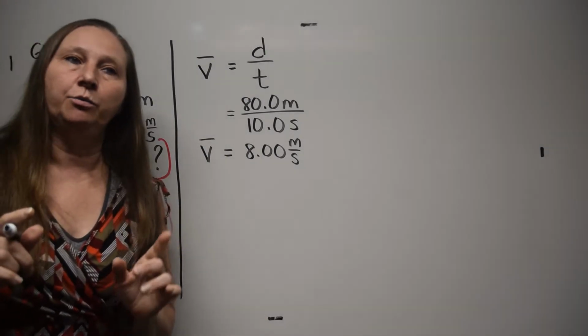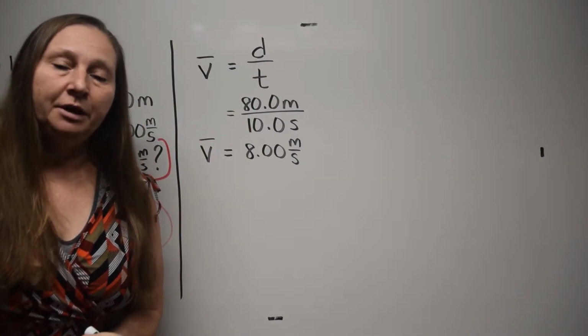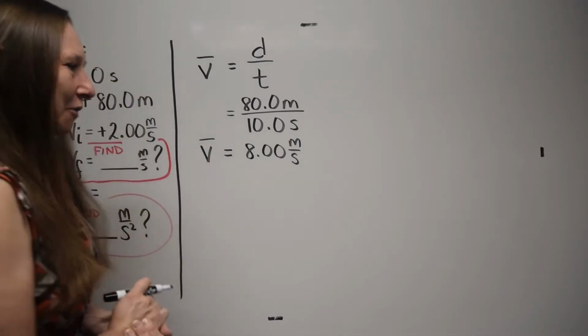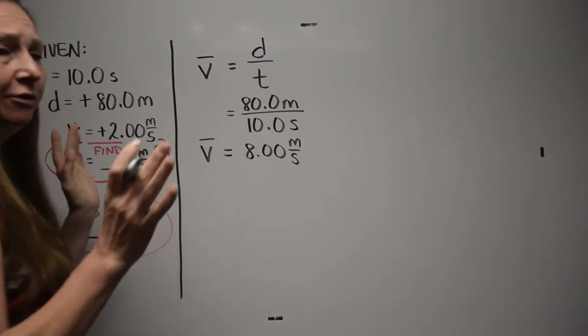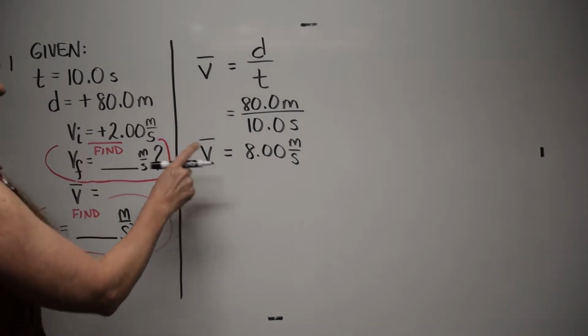Except, I'm sorry, if something is falling, I'm going to cheat a little bit and use 10.0 meters per second squared, just to make it a little bit simpler. But everything else will be to 3 significant figures. All right, so we've got our average velocity.